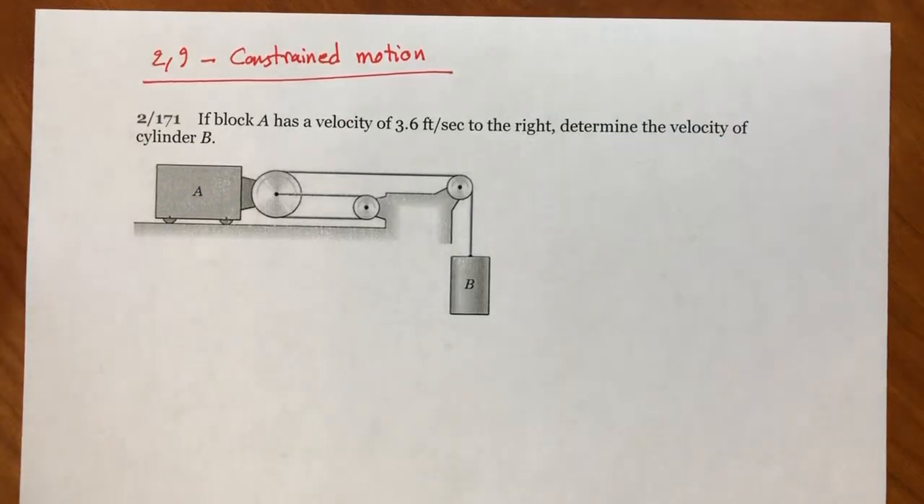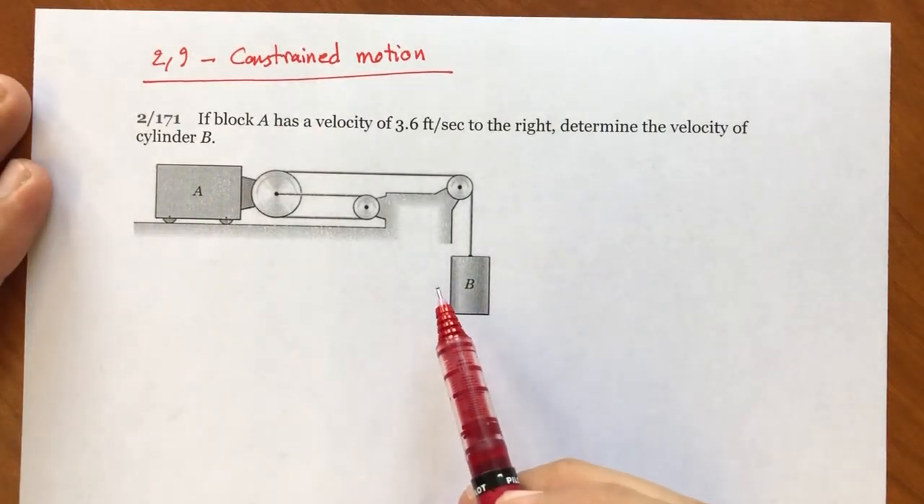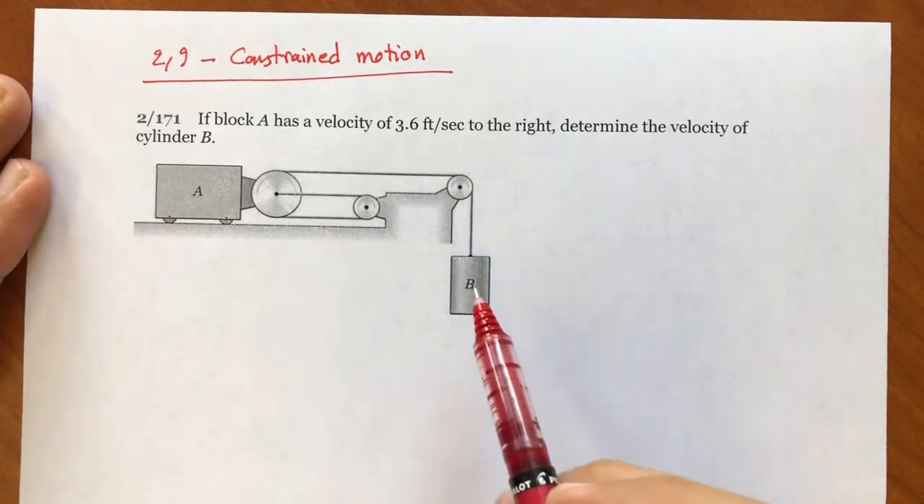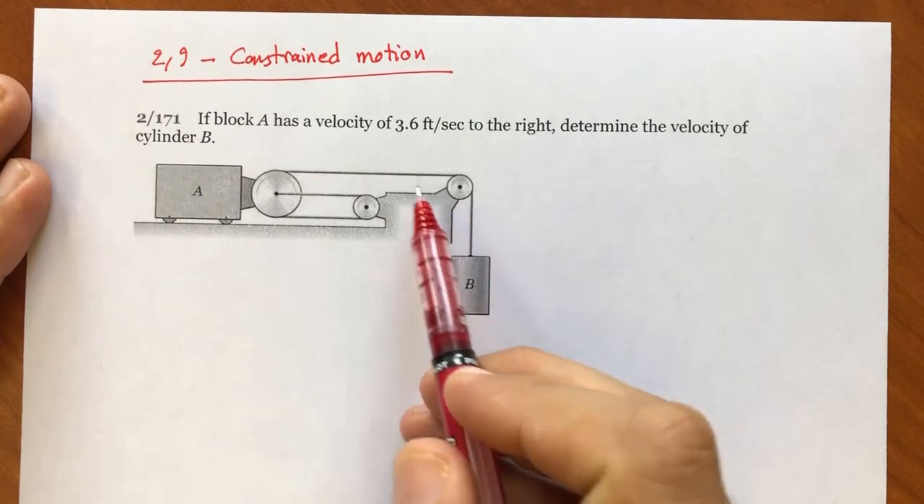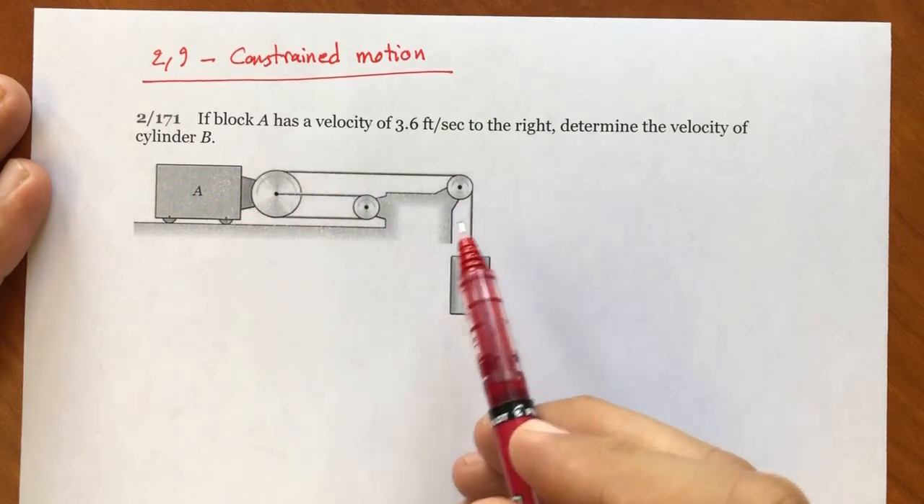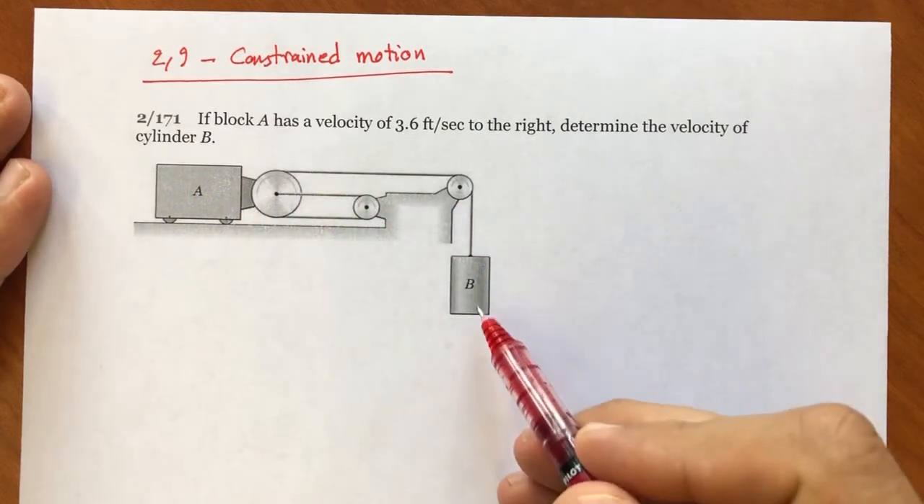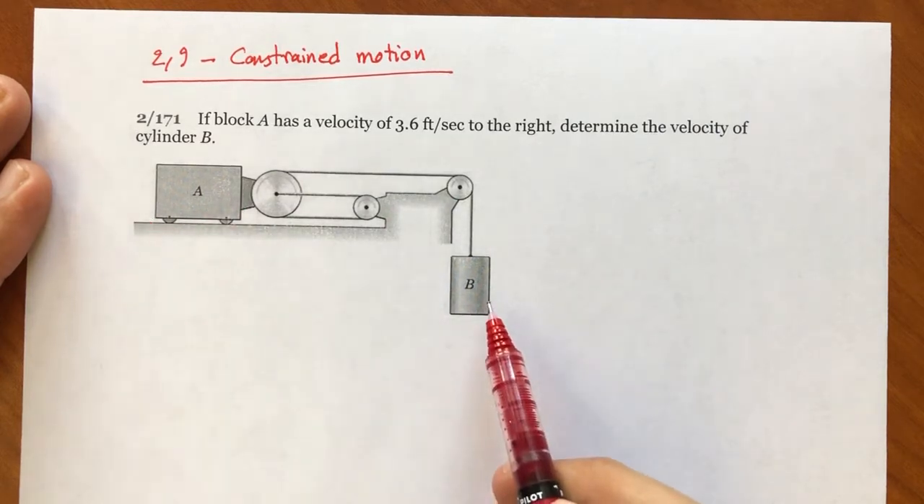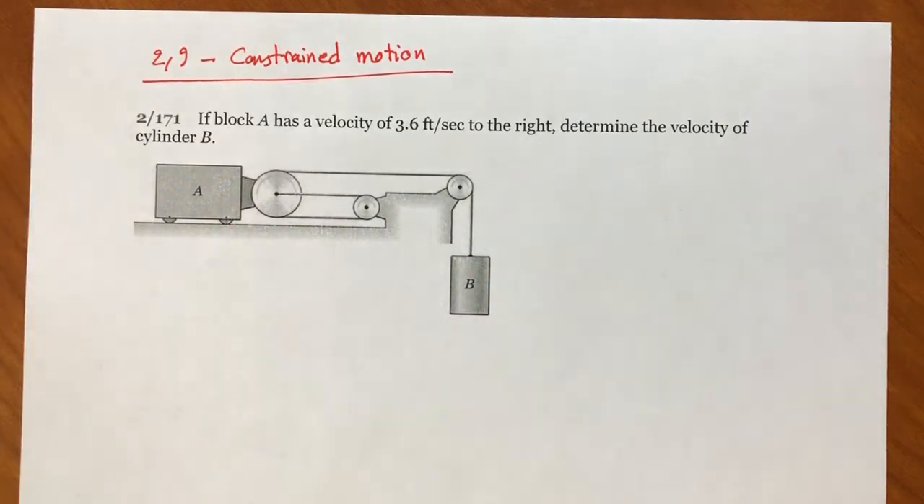In this video, I'm going to talk about constraint motion. Sometimes in our system we have multiple masses, but they are not independent from each other. For example, in this example, we have two masses here, but they are connected to each other with these cables and pulleys. If I move B, A is going to move. If you move A, B is going to move. So they are not totally independent from each other.